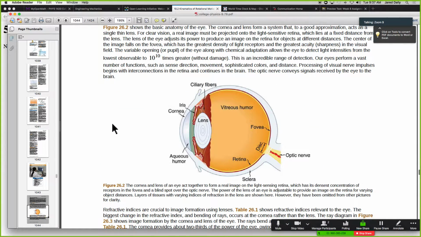In radial keratotomy, what they do, and I can't remember if they do it on the cornea or the lens, I think they actually do it on the lens. What they do is they open up the eye and they make some incisions in the lens. And then as the lens heals itself, which it will do, it heals in a different shape because of where you put the cuts.